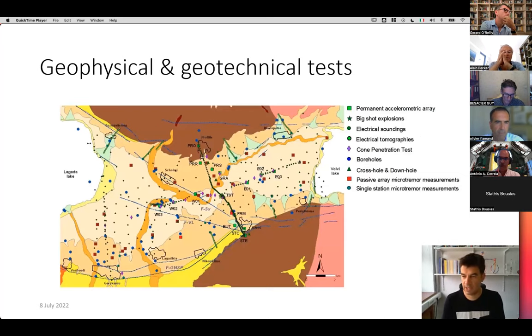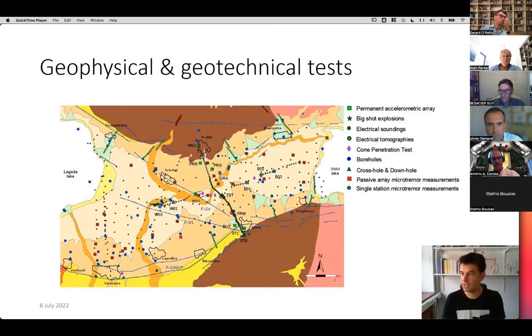This is the valley. It is in between two lakes, the Lagada Lake and the Volvi Lake. It is in the northeast of Thessaloniki, about 40 kilometers away. You can see there is a horizontal surface accelerometric array, as well as some boreholes at the position which is called TST, in the middle of the valley.